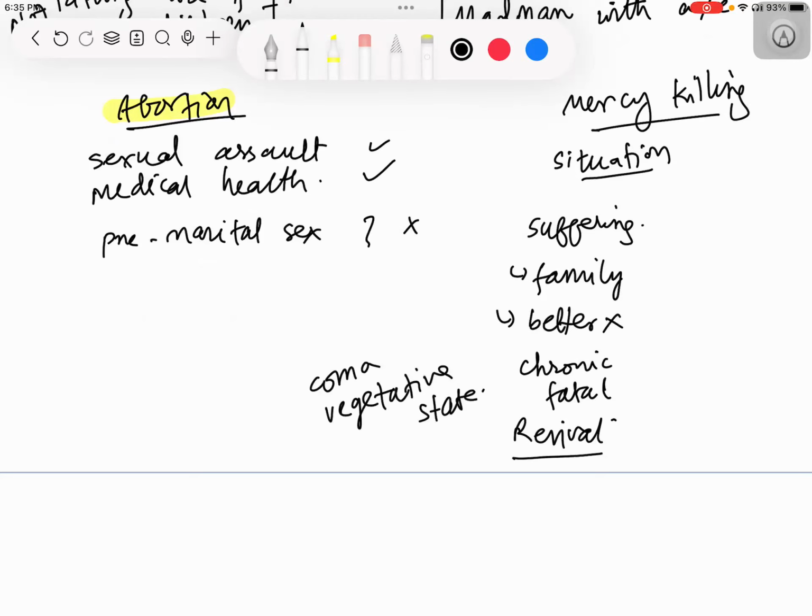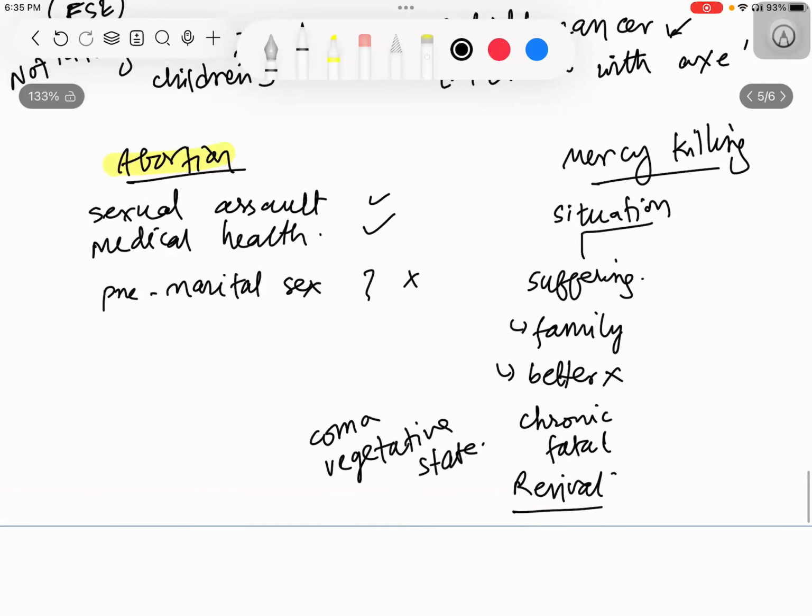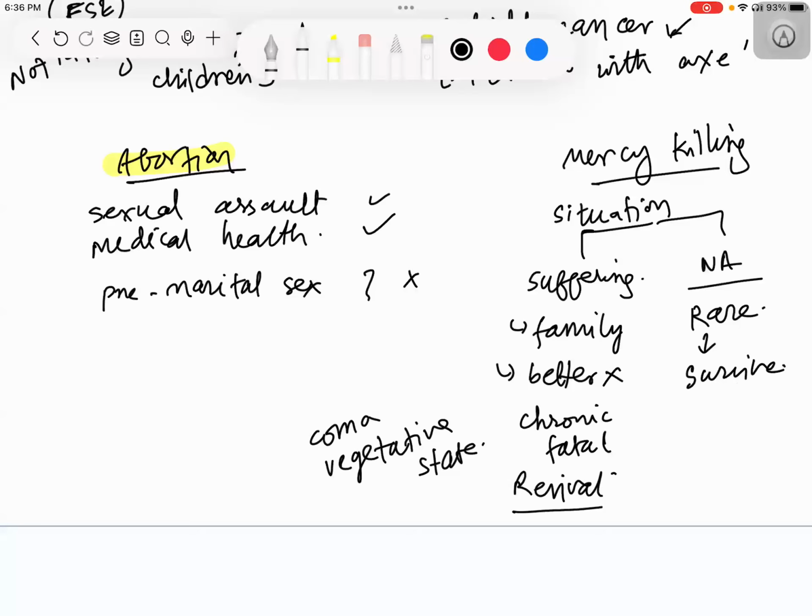So in that case we can say, sometimes we can say that okay, mercy killing should be allowed, but other people will say that no, this should not be allowed. Why? Because it is very rare, but the person might survive, and there have been some cases, around 5 to 10%, where people stayed in a coma for 20-30 years and then recovered. So for that hope also we should say that no, this should not be allowed.